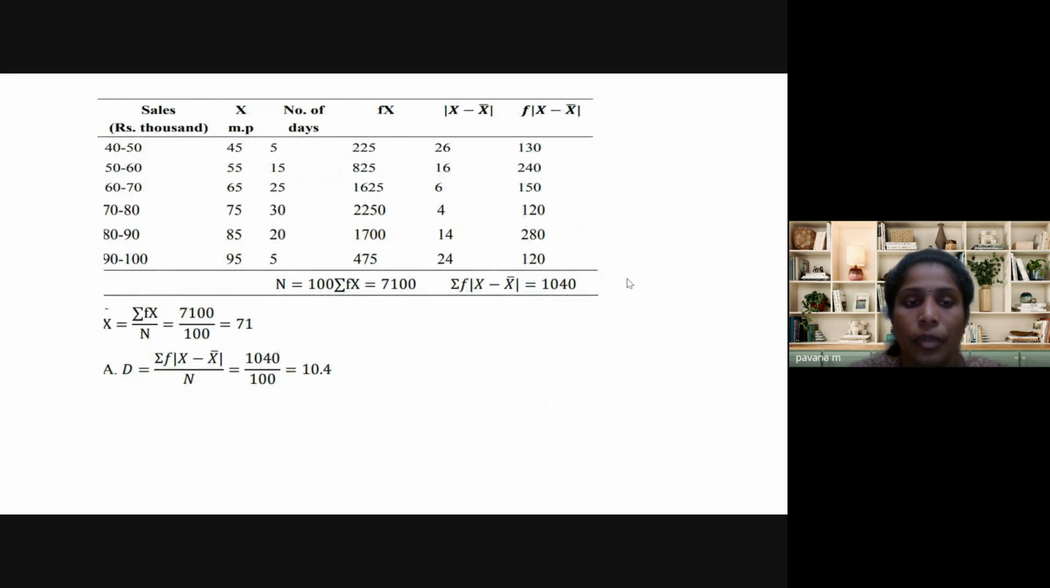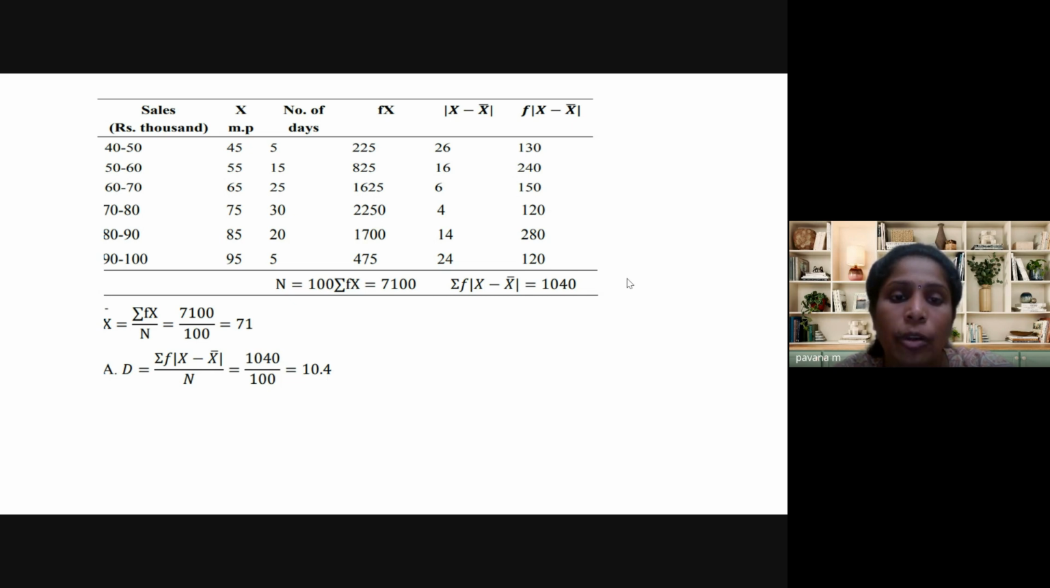So you just take the above table, sales in thousands and number of days, which is the frequency. Then x, the midpoint. Midpoint means 40 to 50, 45; 50 to 60, 55; 60 to 70, 65; 70 to 80, 75; 80 to 90, 85; and 90 to 100, 95. So we have sales, midpoint, and number of days, which is already given in the problem. It is f. Now calculate fx.